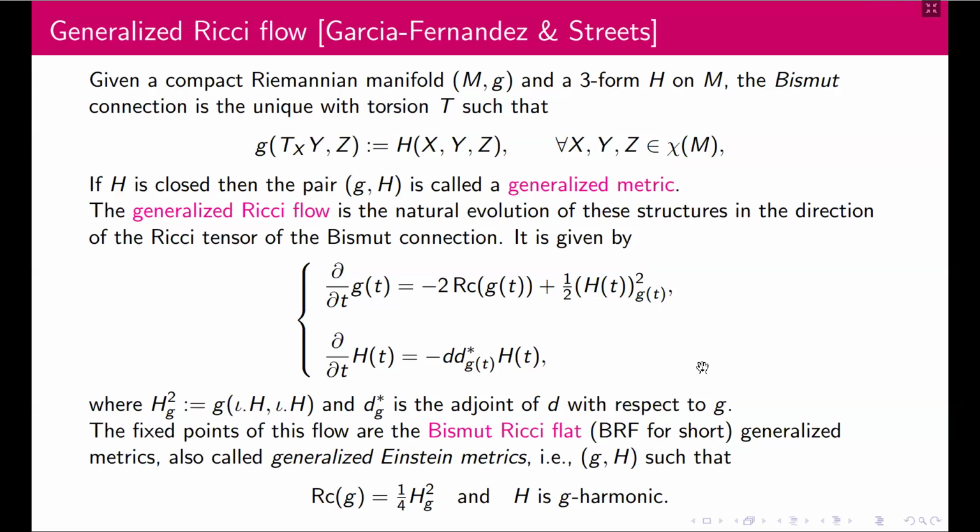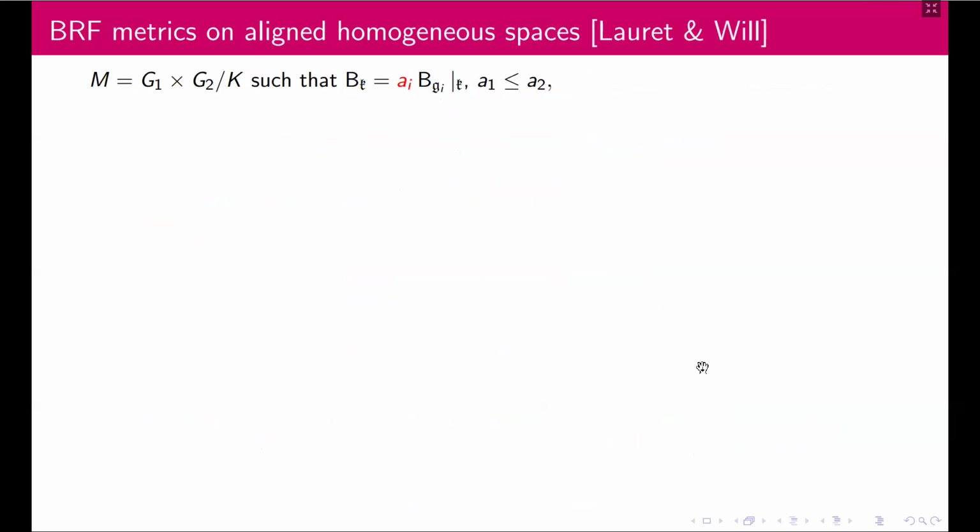So to go back again to the aligned homogeneous spaces, we had M with G with two simple factors satisfying this condition about the Killing metrics. We have the reductive decomposition and the Ad K-invariant decomposition of P into Ad K-invariant subspaces.